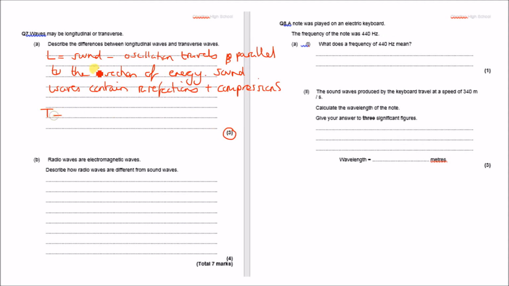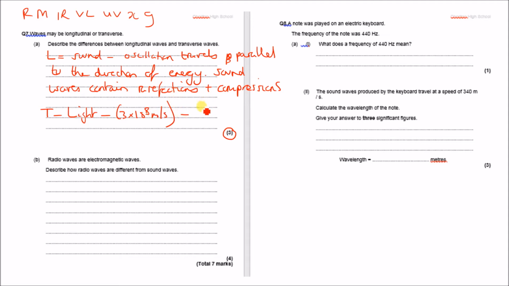Transverse waves, give an example to start with. So light, all electromagnetic waves are transverse. So remember, we've got radio waves, microwaves, infrared, visible light, UV, X-rays and gamma rays. All of these are transverse. They all travel at the same speed. What is that speed? It's 3 times 10 to the 8 meters per second in a vacuum.